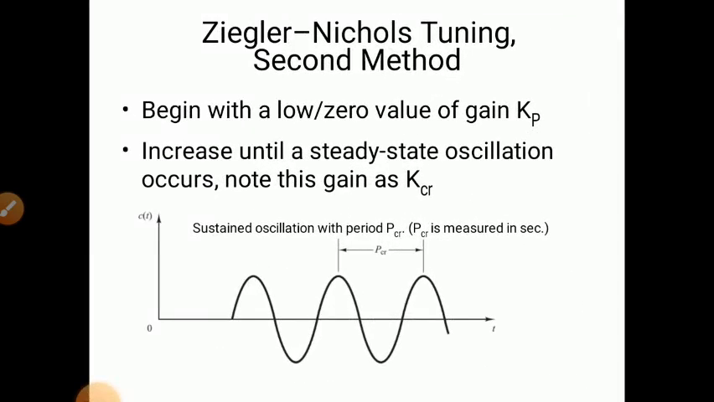Next, begin with a low or zero value of Kp and increase it until steady state oscillations occur. We have to increase the value of Kp until steady state oscillations occur, and note this gain as Kcr.